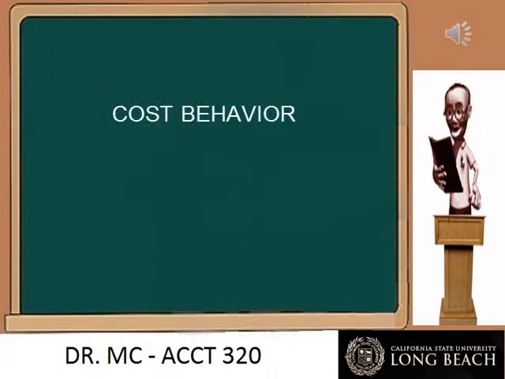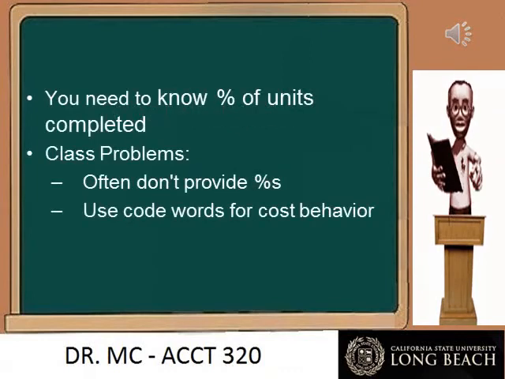We are now going to talk a little about the way costs behave. In order to do a process costing problem, you need to know the percentage of the units that were completed during the period being examined. If you are lucky, you will be given these percentages. For example, you could be told that a group of units are 50% complete with respect to direct materials. If you are given those percentages, that is great. Sometimes, however, the problems use code words and make you figure out the percentages.